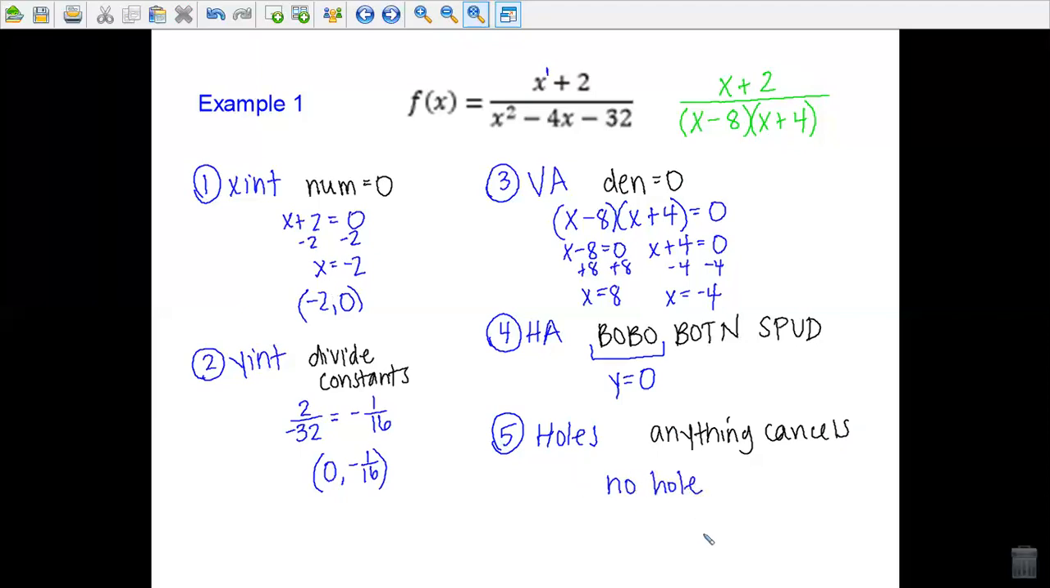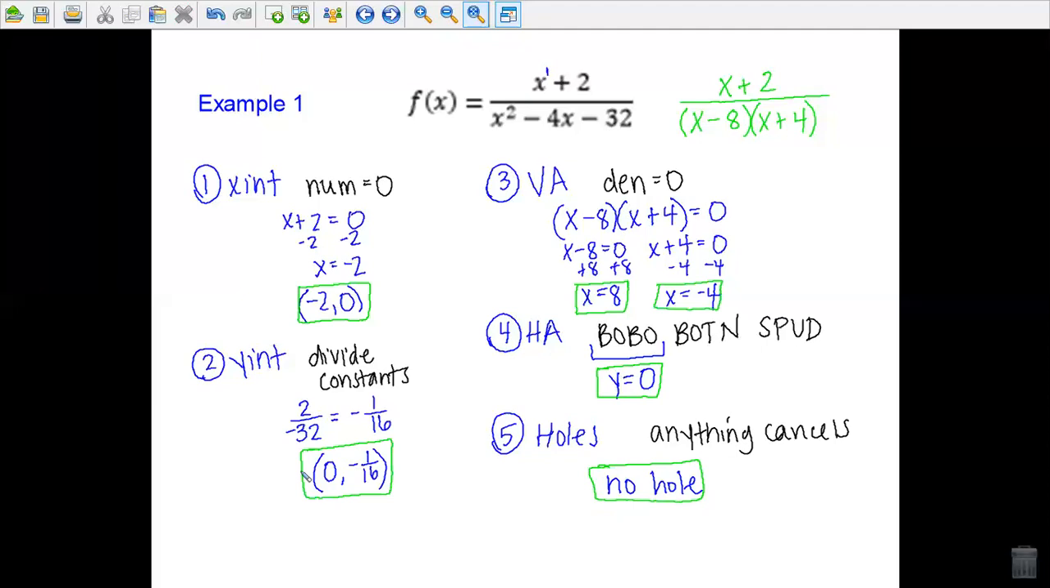So that means there's no hole. All right, so my answers: my x-intercept is at (-2, 0). My y-intercept is at (0, -1/16). For my vertical asymptotes, I have 2, at 8 and -4. And then my horizontal asymptote is at 0, and there's no hole. So those are the 5 things we're looking for right now.